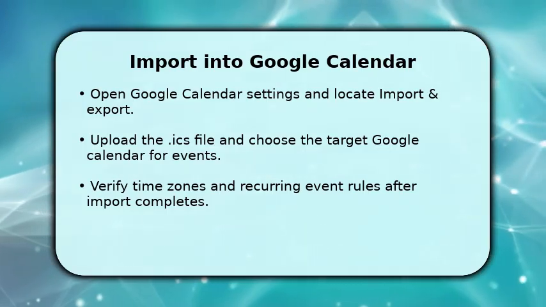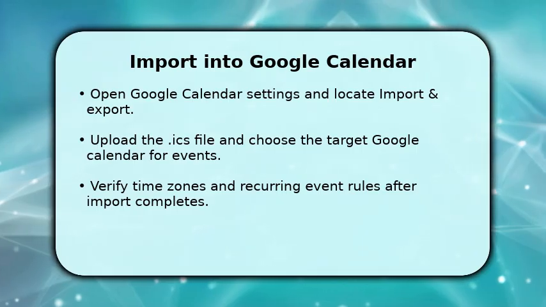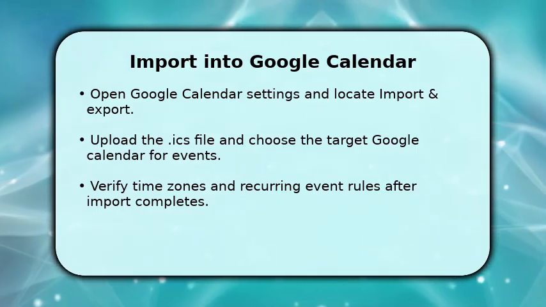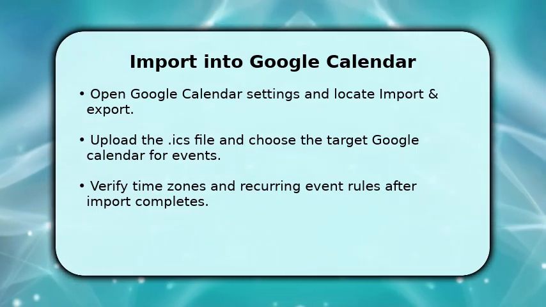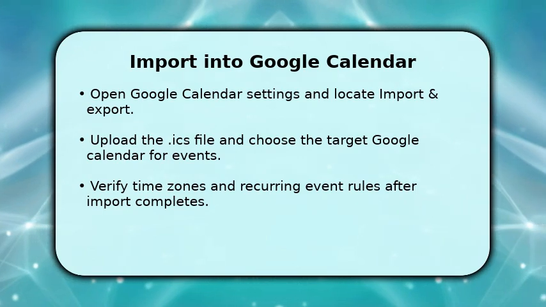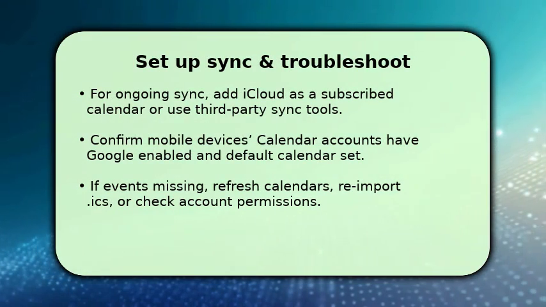If you want ongoing updates, consider adding your iCloud calendar as a subscribed calendar in Google rather than a one-time import. After import, scan a few entries across dates to confirm accuracy and fix any time zone or privacy flags. Finish by choosing a sync strategy.